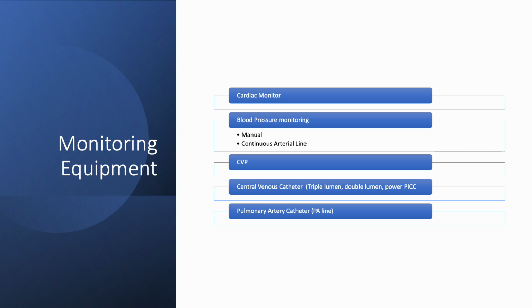CVP is measured using a central venous catheter, which can have triple lumen, double lumen, or PowerPICC configurations, allowing for multiple infusions, blood draws, and CVP monitoring. A pulmonary artery catheter, or a PA line, or a PAC, depending on where you work, is used for measuring pressures in the pulmonary artery and monitoring hemodynamics such as pulmonary artery pressures, your PAWP, and cardiac output.